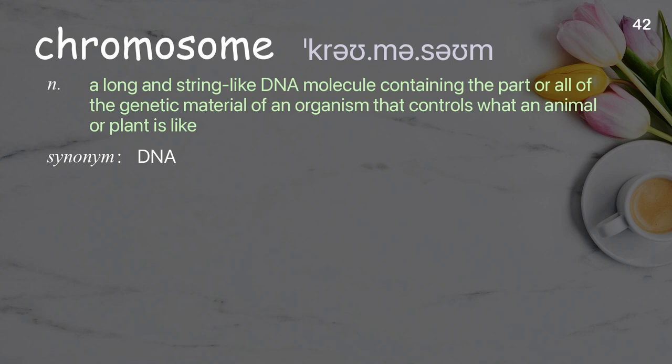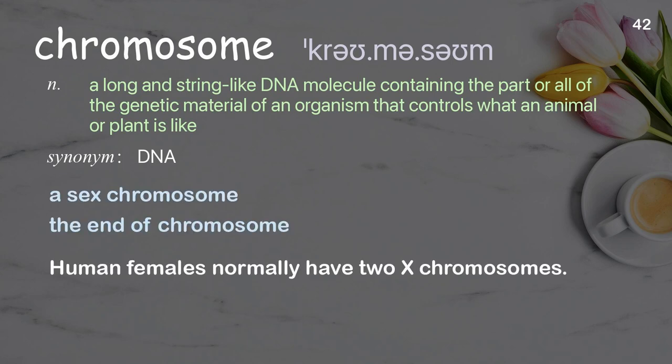Chromosome. A long and string-like DNA molecule containing the part or all of the genetic material of an organism that controls what an animal or plant is like. Examples. A sex chromosome. The end of chromosome. Human females normally have two X chromosomes.